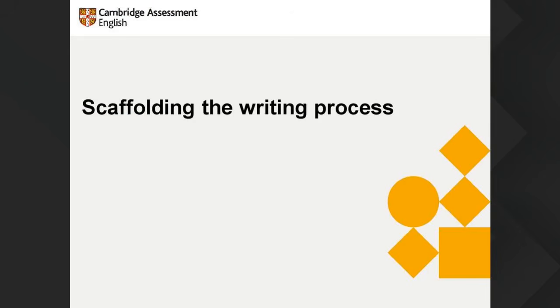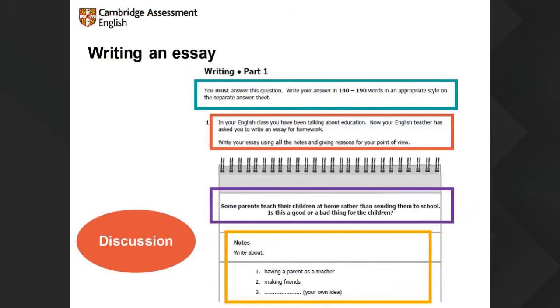Scaffolding. Some approaches to scaffolding, Victoria? Yeah. In this case, the activity that we suggest is based on an essay and the instructions of an essay. So if you can see, we have divided the rubric into chunks, okay, with different type of information. So the green square includes basic instructions and word count. The red square is providing students with the context. So the target reader in this case is the English teacher, and the text type is an essay.